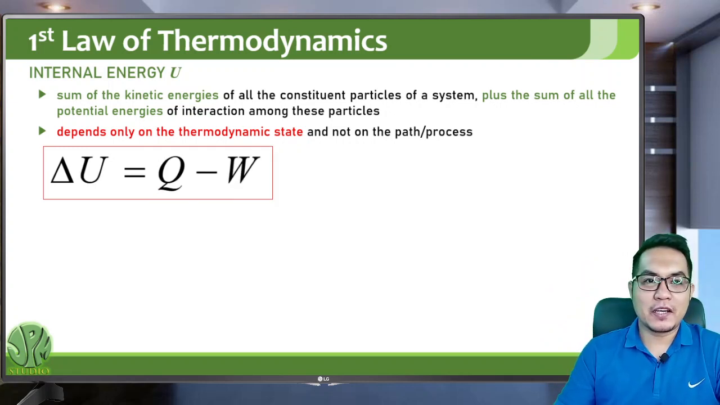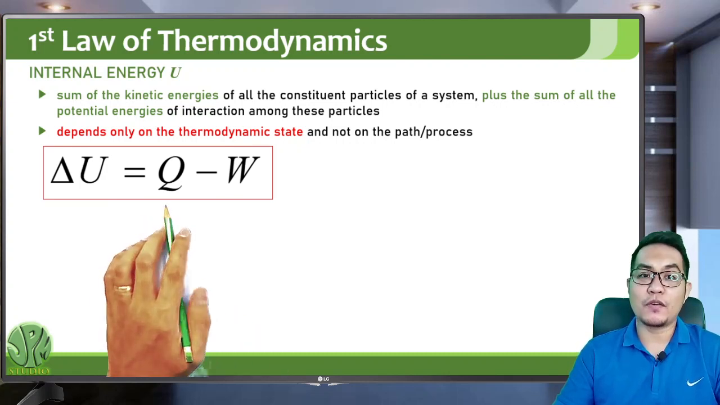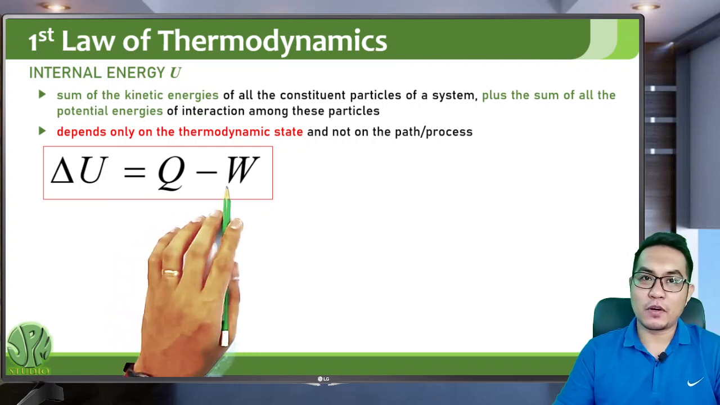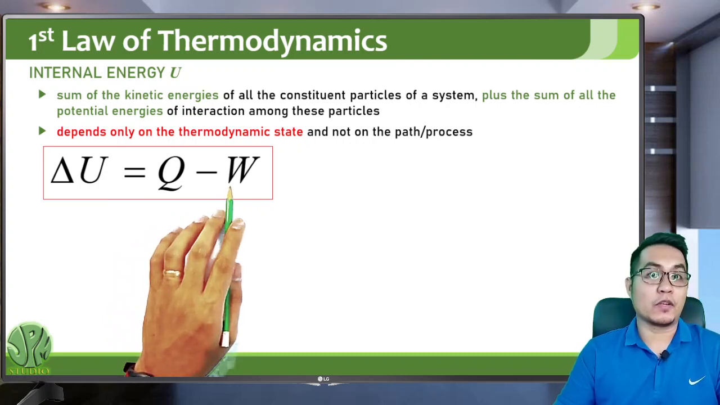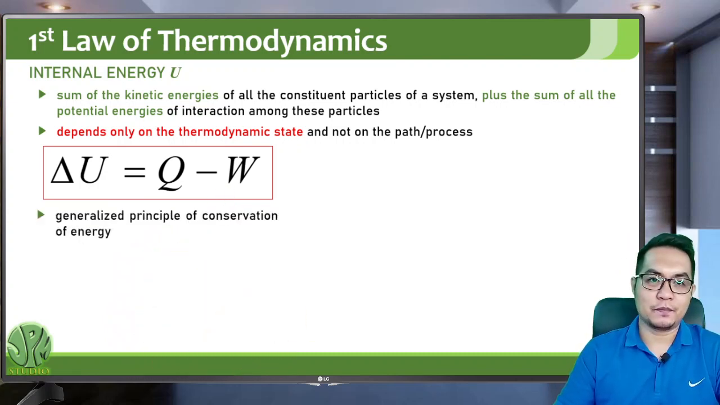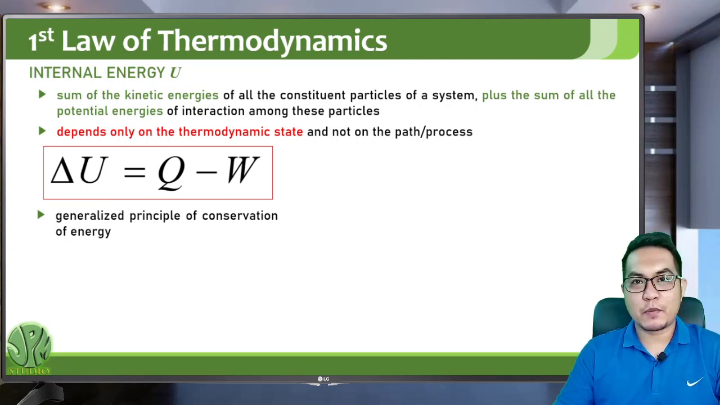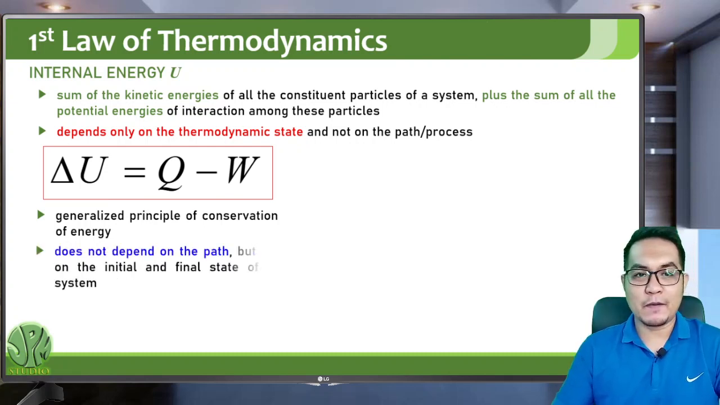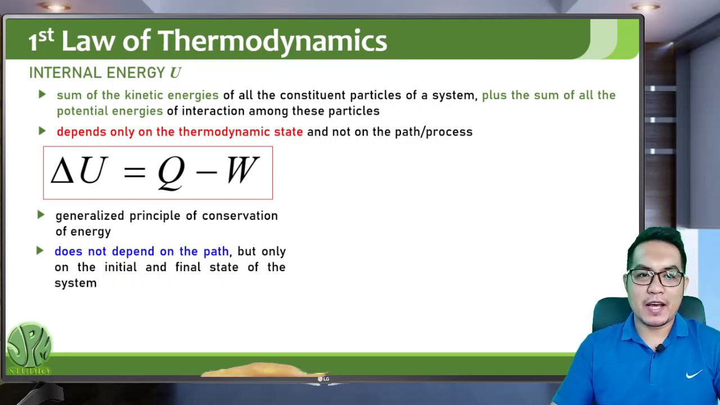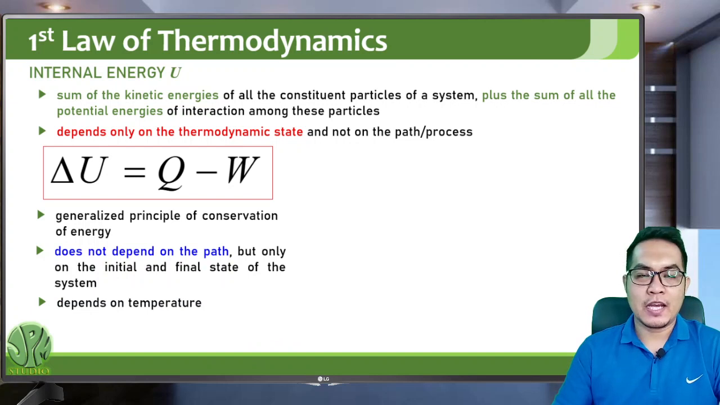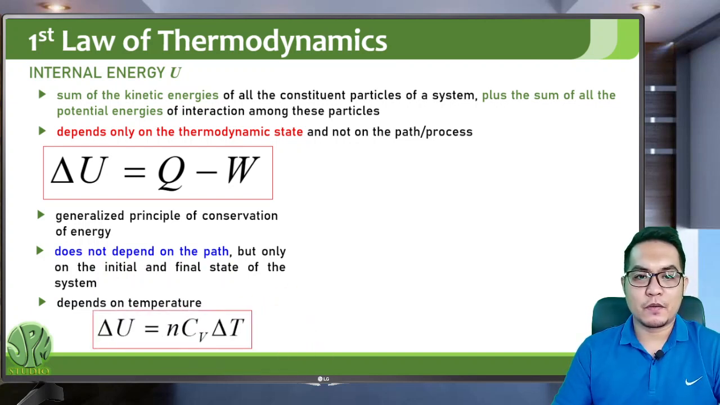So the change in internal energy of a system is just equal to the heat absorbed or released by the system minus the work done on the system or the work done by the system. So basically, this is a generalized principle of conservation of energy. And again, it doesn't depend on the path, but only on the initial and final states of the system. And it depends actually on temperature. So basically, the change in internal energy depends on the change in temperature.